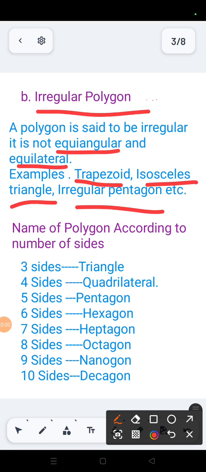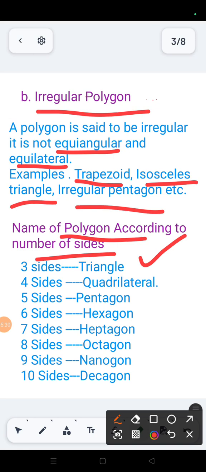Now come to the next point, name of the polygon according to number of sides. Polygon has different names according to number of sides. If there are three sides, then the name is triangle. We have earlier discussed in the definition, in a polygon at least three sides should be there. This is the minimum criteria to be a polygon.